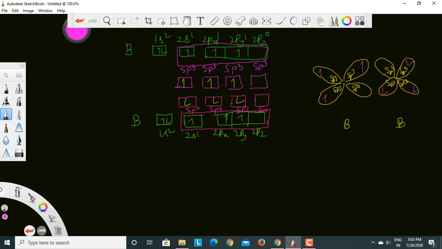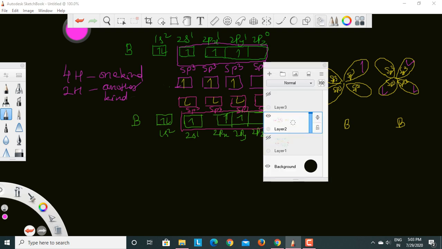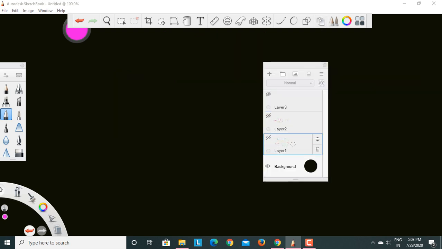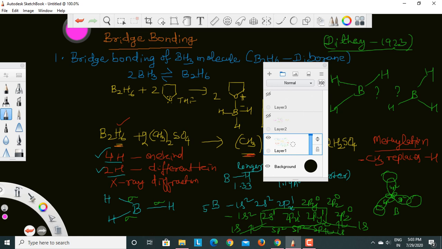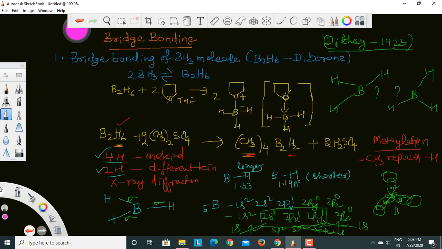Now we have 6 hydrogen atoms. So how to arrange these 6 hydrogen atoms, how to make bonding of 6 hydrogen atoms? We studied that there are 4 hydrogen atoms of one kind and 2 hydrogen atoms of another kind. From where did we study this? We have studied it when it is undergoing the methylation reaction. Then you found that 4 hydrogen atoms are replaced by CH3 groups. Means 4 hydrogens are of one kind and 2 hydrogens are not replaced, means those 2 hydrogens should be of another kind.